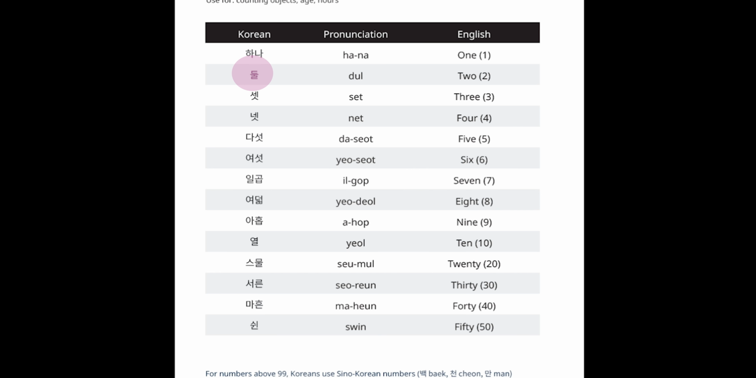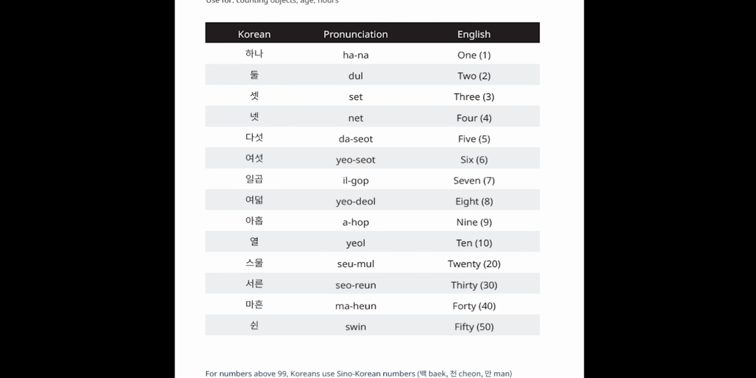하나, 둘, 셋, 넷, 다섯, 여섯, 일곱, 여덟, 아홉, 열. The best way to learn them is just repetition. Say them out loud a few times until they start to feel natural. Now here's where it gets easier.